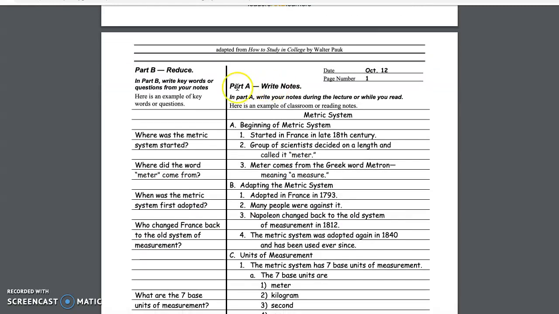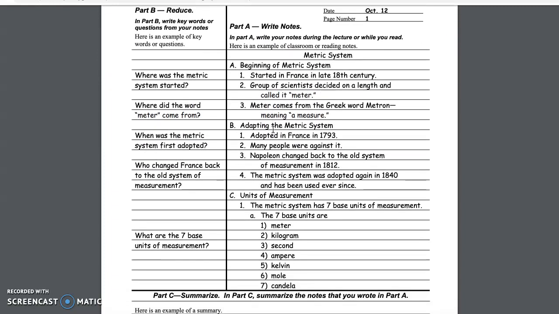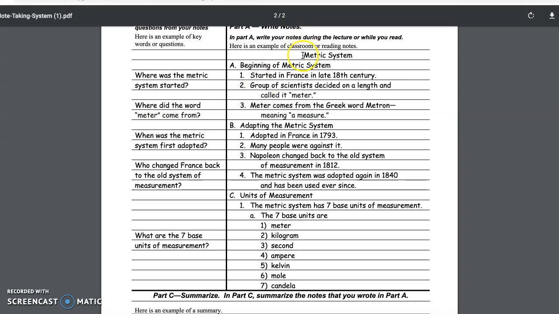Now, very quickly, you're going to take all of your notes in part A. So you're just going to go through and type all of your notes for part A. They did it in an outline form. You don't have to do that. But whether this was a textbook or a presentation or a video, the notes are on the metric system. So you see that.